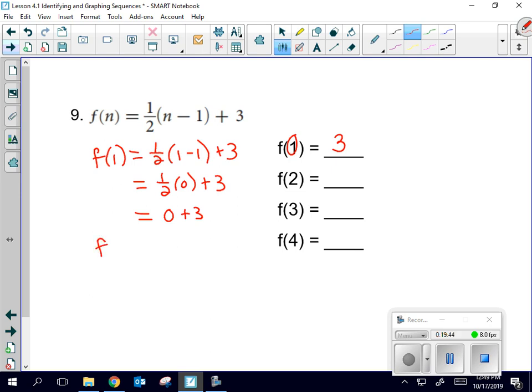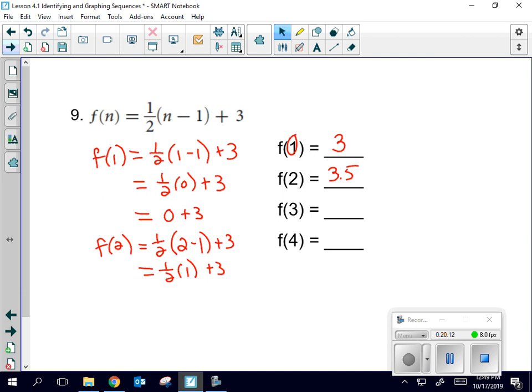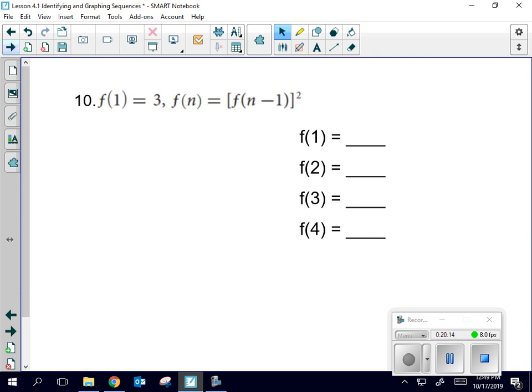For f of 2, we have 1/2 times 2 minus 1 this time, which is a half of 1, which is just a half, and a half plus 3 is 3.5. And so forth. I'm not going to do more of those. I think you get that. You just plug in 3, you plug in 4. You can skip those ones. You don't have to finish those. Let's just make sure we understand.